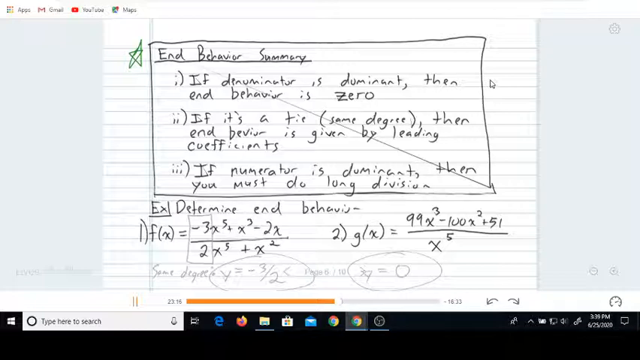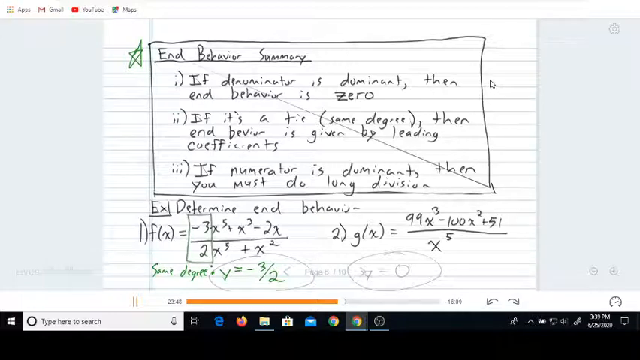Now if that numerator is dominant, if the numerator has a higher degree than the denominator, our only choice is to do the long division. So let's go ahead and determine the end behavior. If we look at number 1, we got degree 5 on top and degree 5 on bottom. So we got a 5th degree polynomial in the numerator, 5th degree polynomial in the denominator. So it's given by the leading coefficients. So our end behavior is the horizontal asymptote at y equals negative 3 over 2. So if it's the same degree, it's given by the leading coefficients.